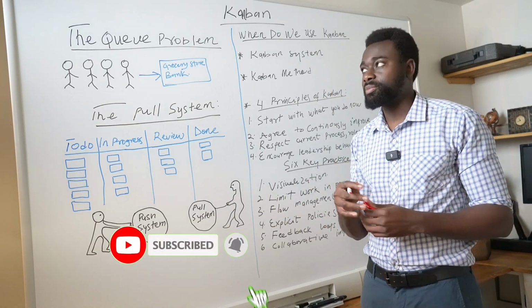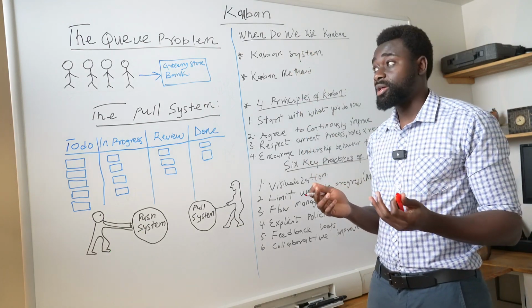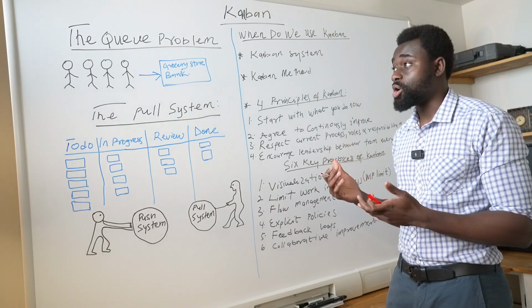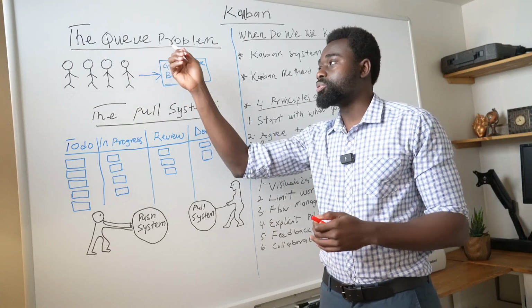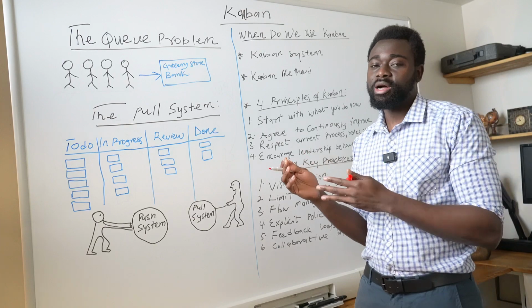In today's lesson, I'm going to be talking about Kanban. So before we deep dive into Kanban, let's understand why this Kanban approach came about. And to be able to understand that, we have the queue problem. The queue problem arises when work items have to be in line, or in a queue, to be processed.